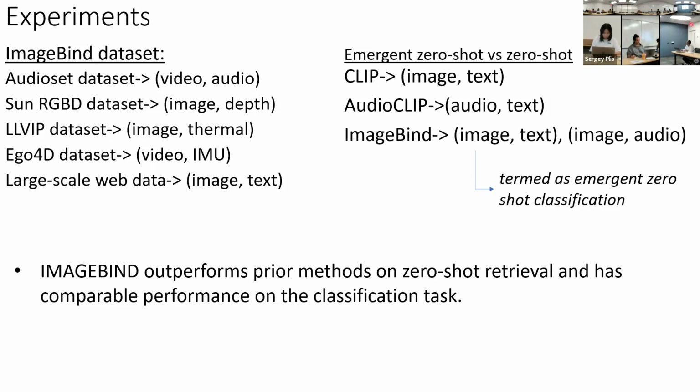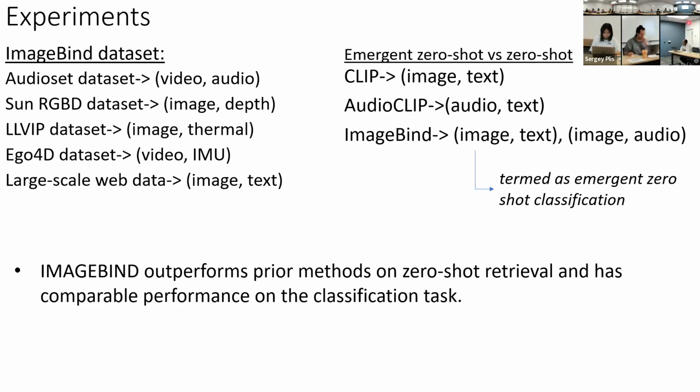For this model, they use several datasets like AudioSet, SUN RGB-D, LLVIP, and the Ego4D large-scale dataset. From these datasets, they take the modality pairs, like from the AudioSet dataset, they take the video and audio pair, and from SUN RGB-D, that is image and depth. From the LLVIP dataset, image and thermal, from the Ego4D dataset, video and IMU, and from the large-scale dataset, they take the image and text.